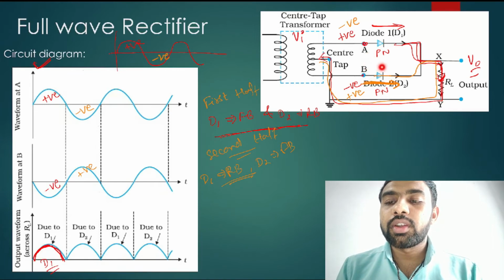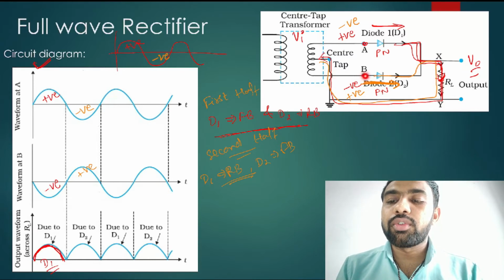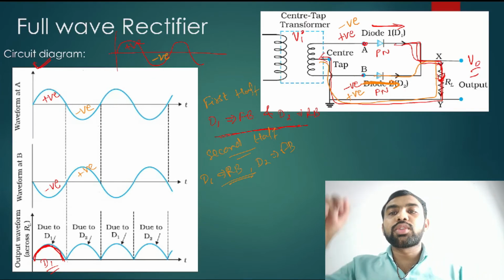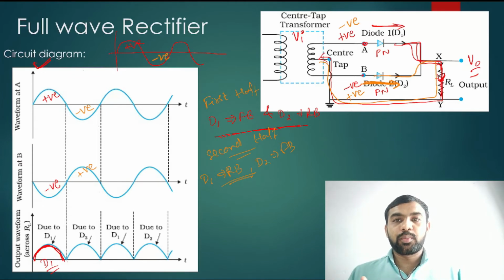See, current is allowed through it like this. Do you understand? Current is allowed from B to X to Y. So in which direction does current flow through the resistance? X to Y.